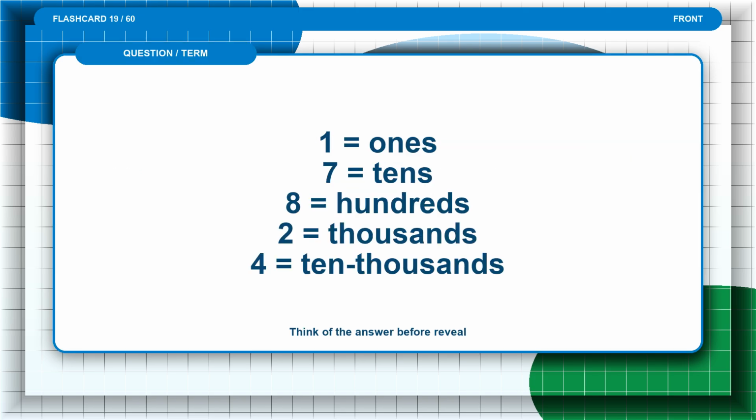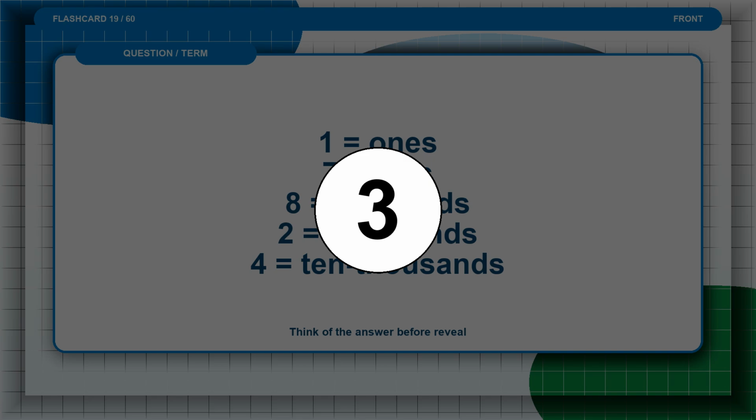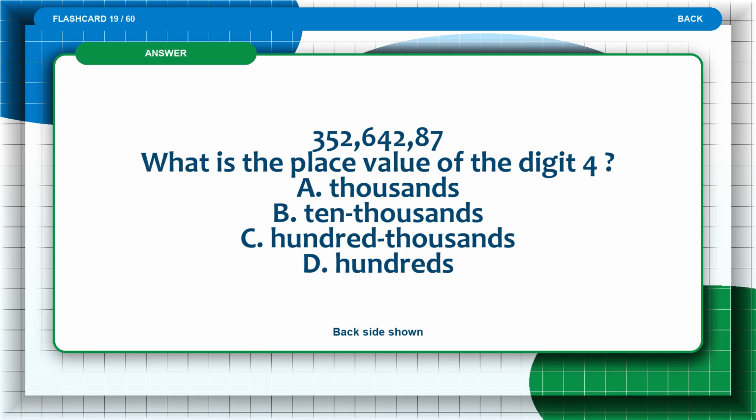Flashcard 19. 1 equals ones, 7 equals 10s, 8 equals hundreds, 2 equals thousands, 4 equals 10,000s. Think of the answer before the reveal. The answer is 352,642.87. What is the place value of the digit 4? A) thousands, B) 10,000s, C) 100,000s, D) hundreds.